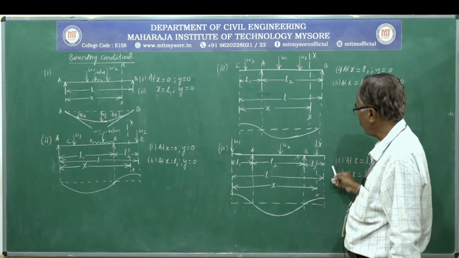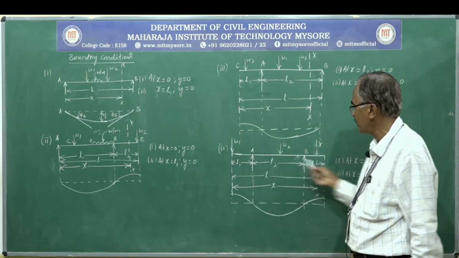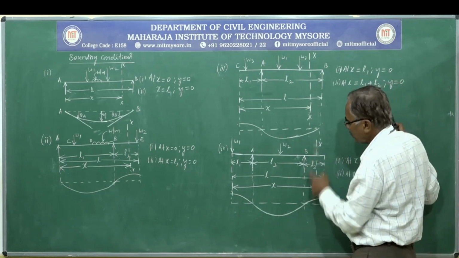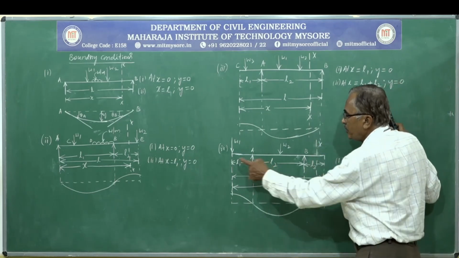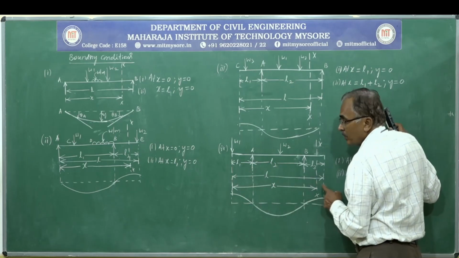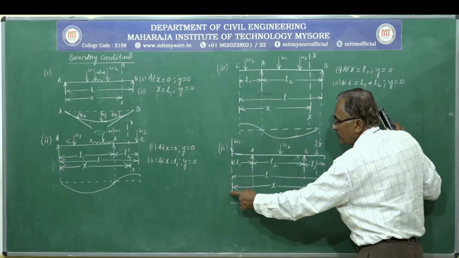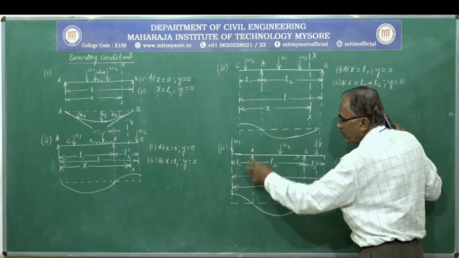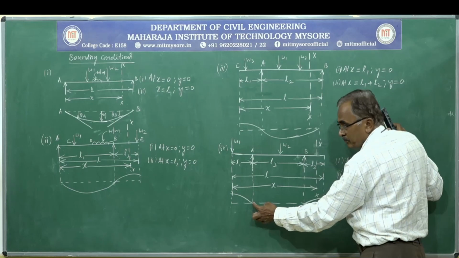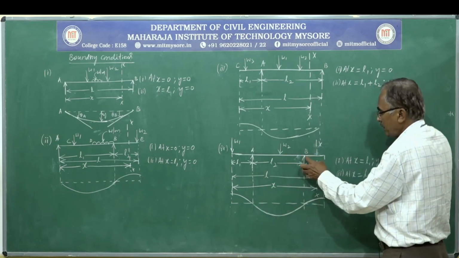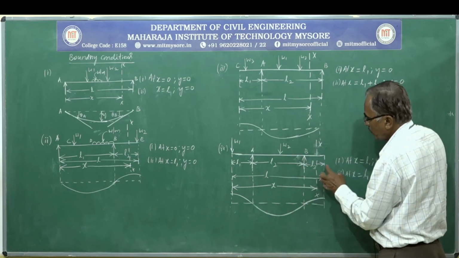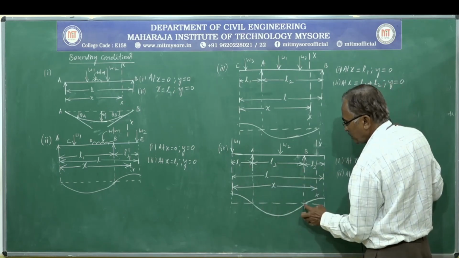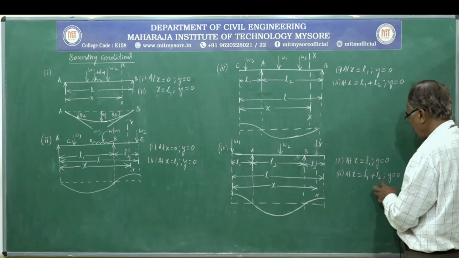The last combination of load and beam pattern is the double overhanging beam. Here again we have selected the section in the last segment, so that x varies from 0 to L. At x equal to 0, the displacement is not 0, but at x equal to L1, displacement is 0. Similarly, at x equal to L1 plus L2, displacement is 0, y is equal to 0.